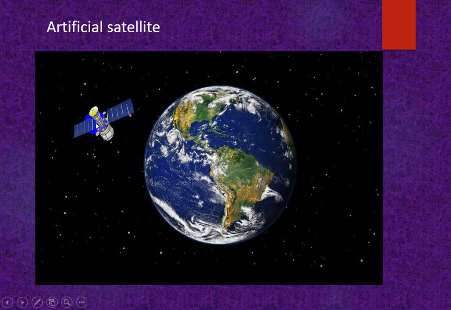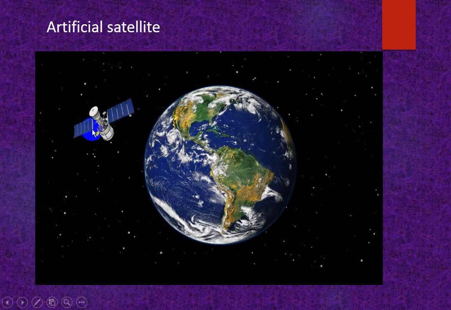How is an artificial satellite made? Look, this is a solar panel. Nowadays artificial satellites have solar panels. For this reason, it can create energy from sunlight, and using this energy, all its devices operate. This is the solar panel.